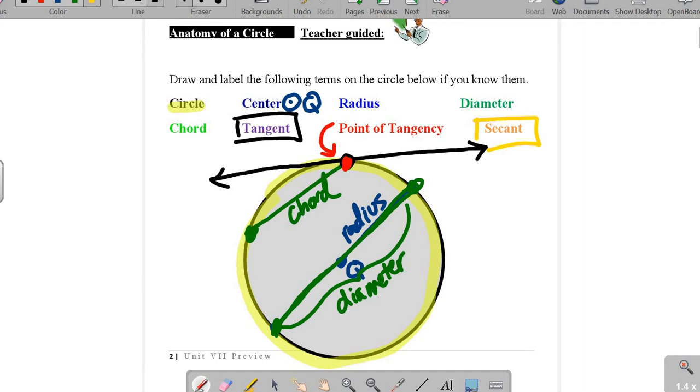A secant is a segment or a line that starts on the outside of a circle and either goes all the way through at 2 points. That's a secant. Or starts on the outside and goes through and ends on the far side. Either way, it intersects the circle at 2 points starting from the outside. That's a secant.